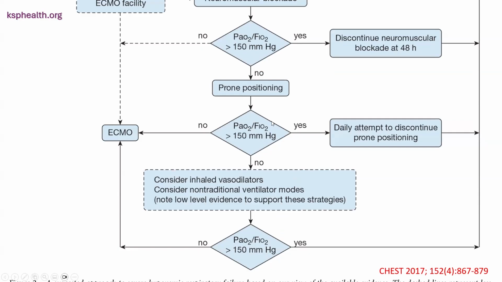If the PF ratio is still not doing well, consider inhaled vasodilators, consider non-traditional ventilatory modes, as we discussed earlier, especially in those who have contraindications or non-availability of ECMO. So this is how you approach severe hypoxemic respiratory failure.